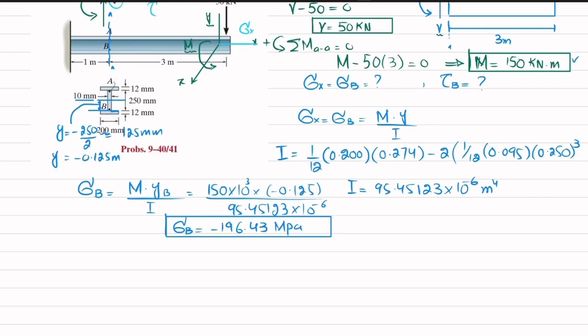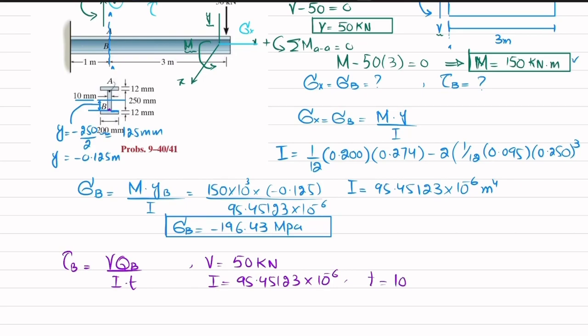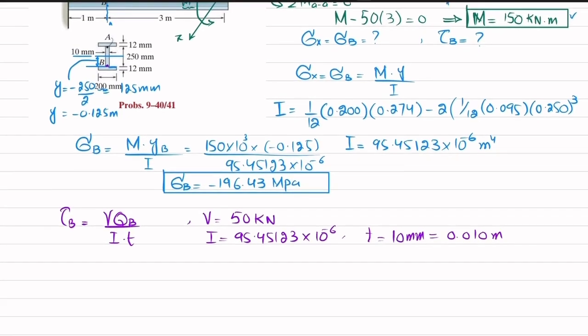So this is the normal stress or bending stress due to bending moment. Now we will find the shear stress at point B, which is equal to V QB divided by I into T. So we have shear force V is given as 50 kilonewton. I is again we have calculated 95.45123 into 10 raised to power minus 6. T is the thickness. Let me show you, this is point B. So thickness is 10 millimeter and this 10 millimeter is equal to 0.010 meter. And what about QB?